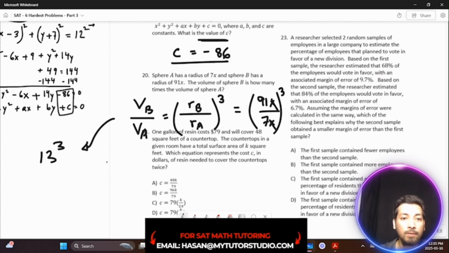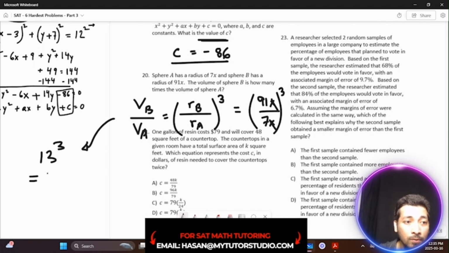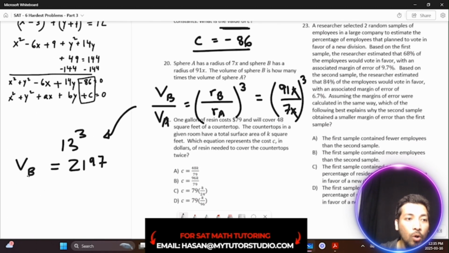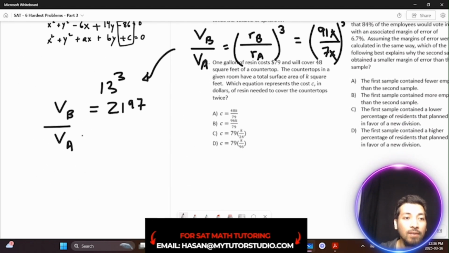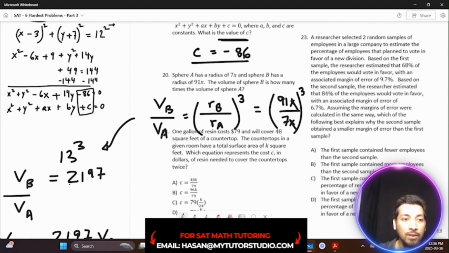So 13 cubed, we get 2197. So the ratio of volume B over volume A is 2197, which means that if I take volume A to the other side, volume B is 2197 times the volume of sphere A. So this is the relationship. Our answer is 2197. Perfect.